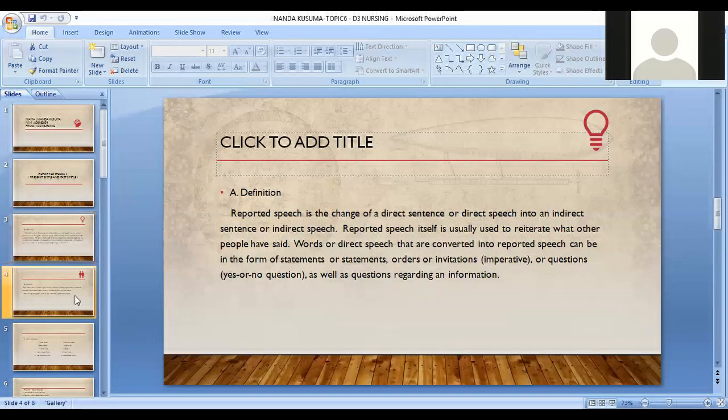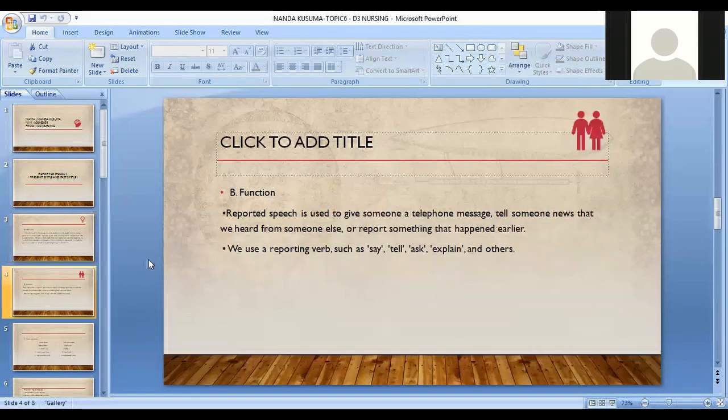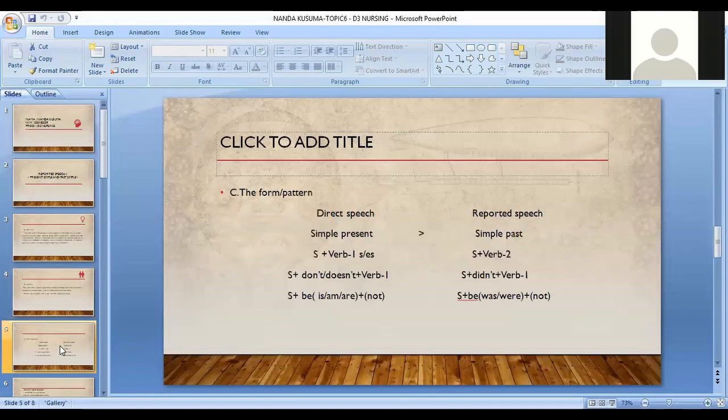B. Function. Reported speech is used to give someone a telephone message, tell someone new what we heard from someone else, or report something that happened earlier. We use a reporting verb such as say, tell, ask, explain, and others.